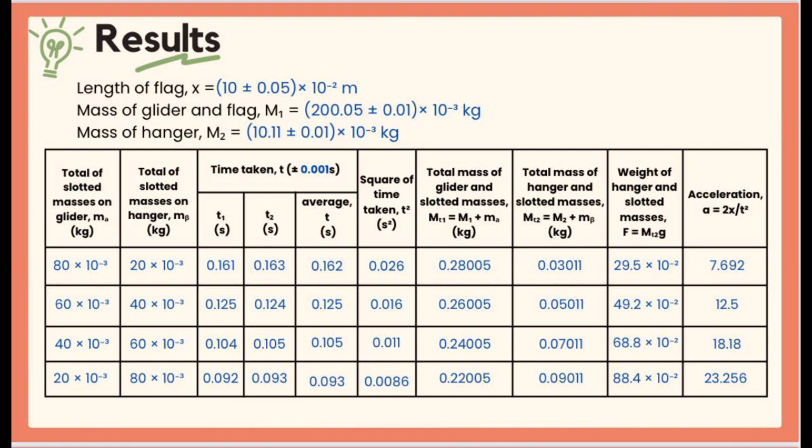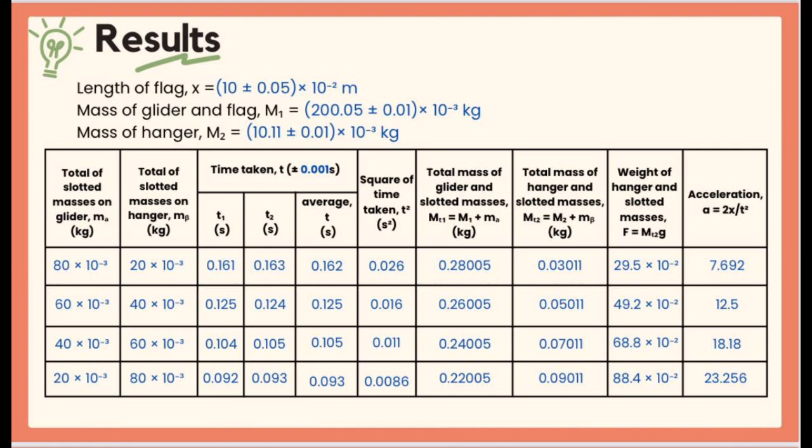And weight of hanger and slotted masses, F, is equal to MT2 multiplied by gravity. The first one is 29.5 multiplied by 10 to the minus 2. Next one is 49.2 multiplied by 10 to the minus 2. Then 88.8 multiplied by 10 to the minus 2, and 88.4 multiplied by 10 to the minus 2. And last is acceleration, a, equal to 2x divided by t squared.